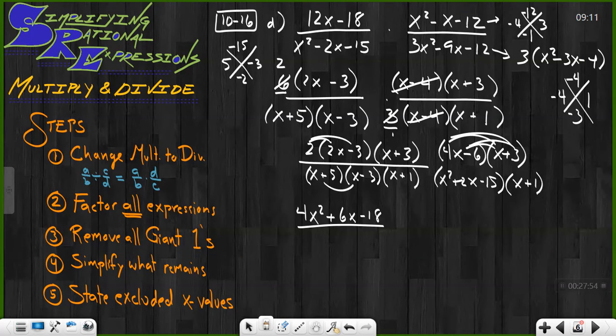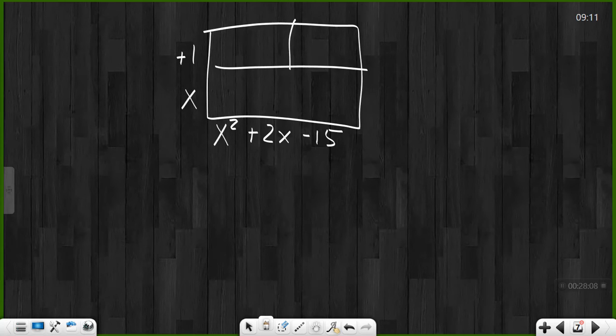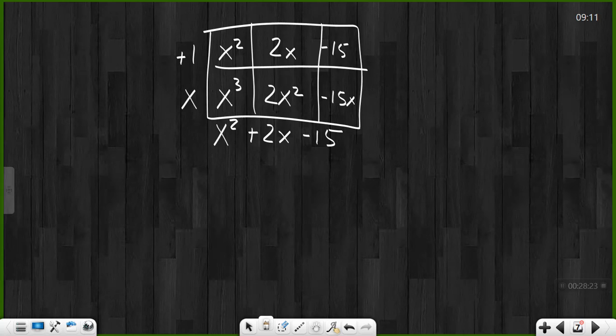Let me just pull it over here. That's x squared plus 2x minus 15, and then an x plus 1. And if you did your generic rectangle, you just do each of these pieces multiplied with the others. This x squared times x is x cubed, x squared, 2x squared, 2x, negative 15x, negative 15. That gives me x cubed, plus 3x squared minus 13x minus 15.